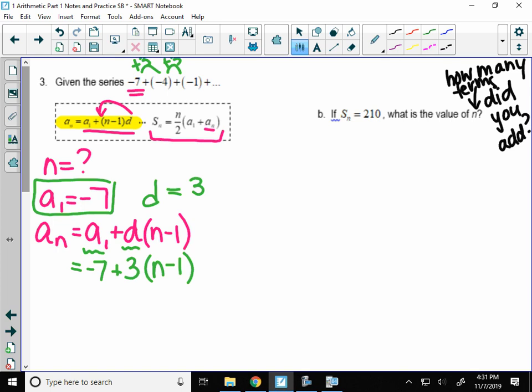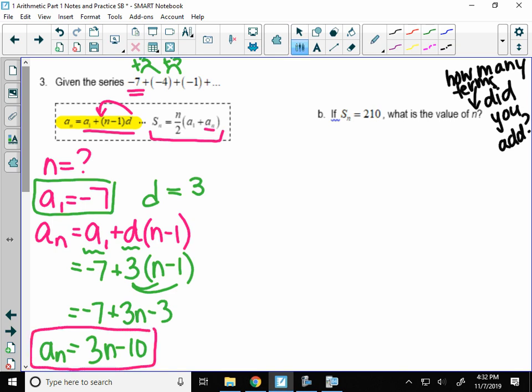So I actually can represent a sub n in a little bit more specific way than just a formula. So what I'm going to do here is simplify that expression. I'm going to distribute the 3 and rewrite this as -7 plus 3n minus 3. And again, combine like terms, and I'm going to put the 3n first, 3n minus 10. I know that is a sub n right here. So I don't know a lot, but I know that. I know a sub 1 is -7, and I know I can represent a sub n as 3n minus 10.